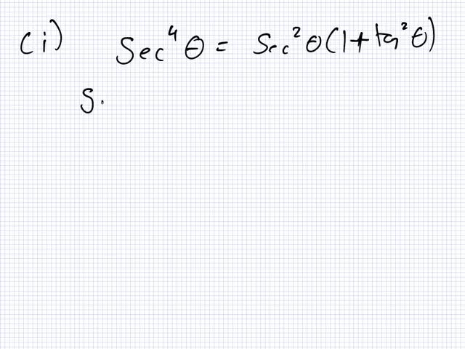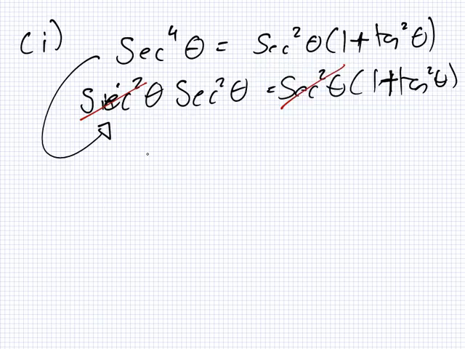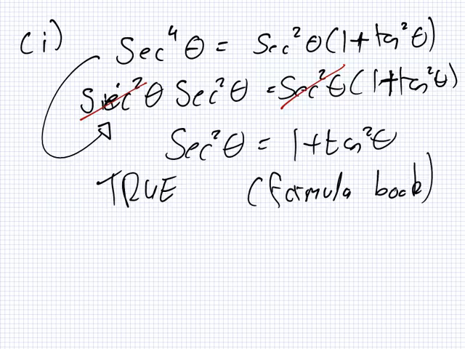You can say sec squared theta times sec squared theta equals sec squared theta times (1 plus tan squared theta). What did I do? All I did on the left was change it into that. Now what can I do? I can cancel this, and then you're left with sec squared theta equals 1 plus tan squared theta, and this is true. I think this is in the formula book even. So that's the end of the proof. The proof here is only 2 marks, so it should be short.